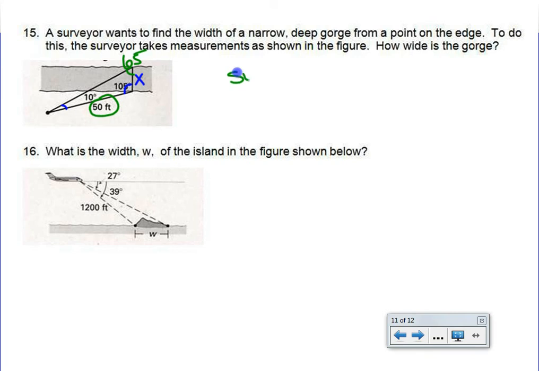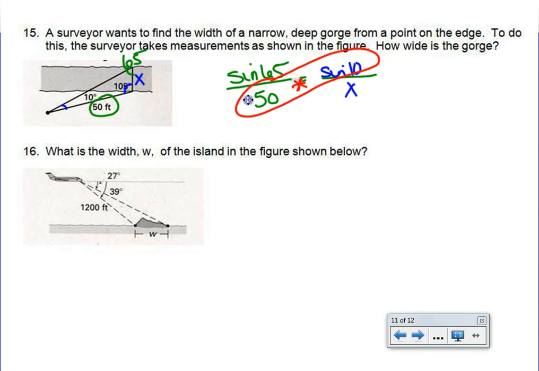So now we can set up law of sines. So sine of 65 over 50, that's the side that's across from him. Since I want to know x, which angle should I work from? 10, I heard. So sine of 10 over x. This is a two-stepper on your calculator. 50 times the sine of 10, and then you'll divide by the sine of 65. Apparently this is 9.6 feet wide.